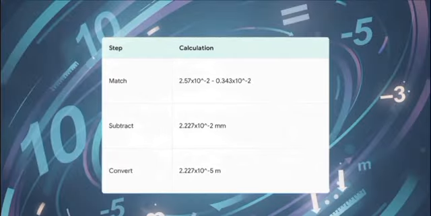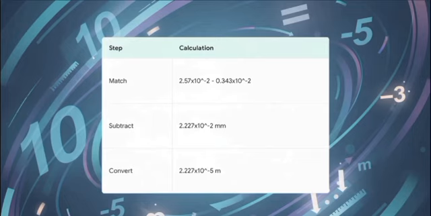Now subtraction works the exact same way. Let's analyze this next problem. We've got 10 to the negative 2 and 10 to the negative 3. Once again, we've got to match them up. We convert that second term to match the negative 2 exponent by shifting the decimal to the left this time, which gives us 0.343 times 10 to the negative 2. Now we just subtract our front numbers. 2.57 minus 0.343 gives us 2.227 times 10 to the negative 2 millimeters.